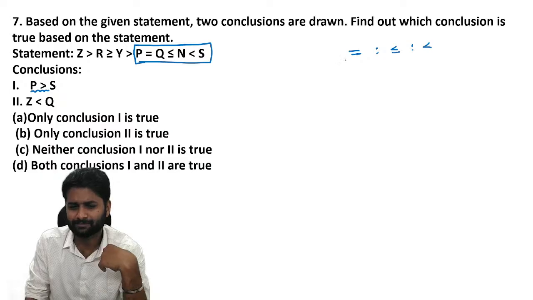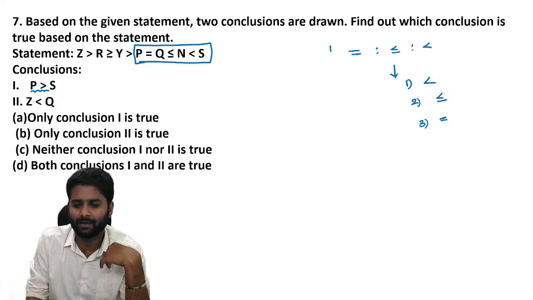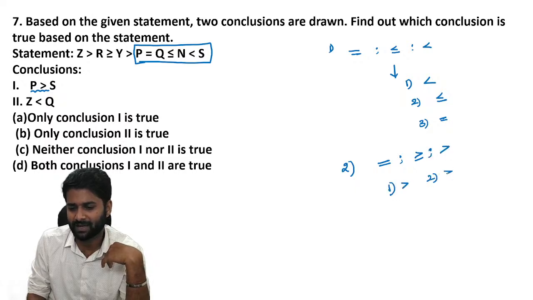Whenever you see between any 2 elements, these are the symbols. Then the priority of symbols, first one is less than, second one is less than or equal to, third one is equal. In a between comparison, if you find equal, greater than or equal to, greater than, then the first priority is greater, second priority is greater than or equal to, third priority is equal.